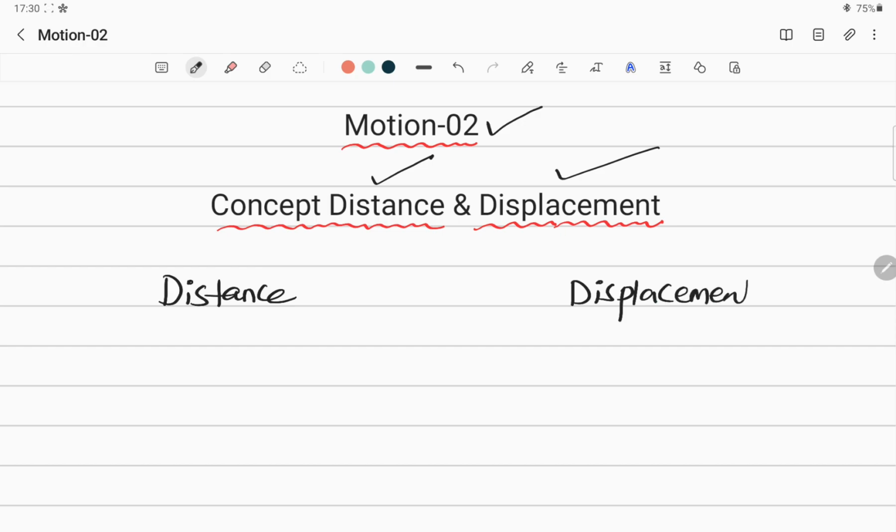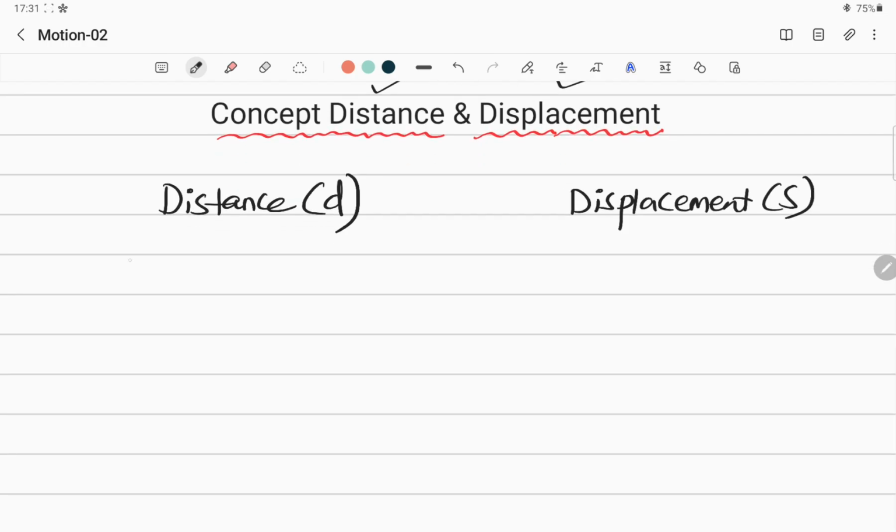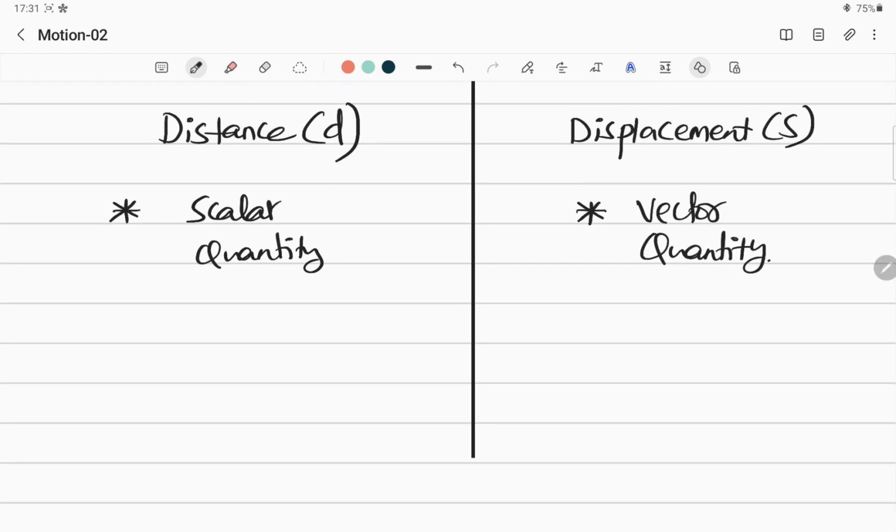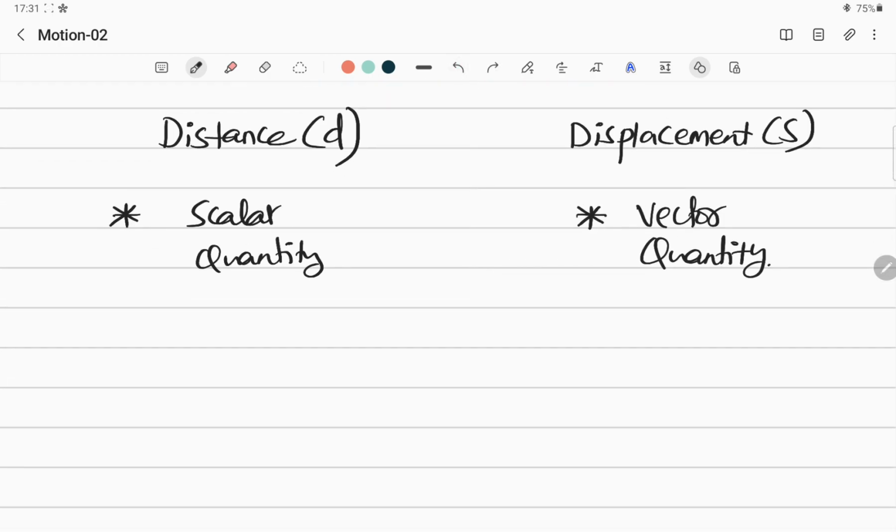Okay, first of all, let me tell you the symbol for distance. Usually we use d, and for displacement we use s. All right, first and foremost thing is distance is a scalar quantity. Now you must be wondering what is this scalar quantity. Don't worry, I will come to that also. Displacement is a vector quantity. I will explain you what is the meaning of scalar quantity and vector quantity as the class proceeds. All right, so this is the first difference between distance and displacement.